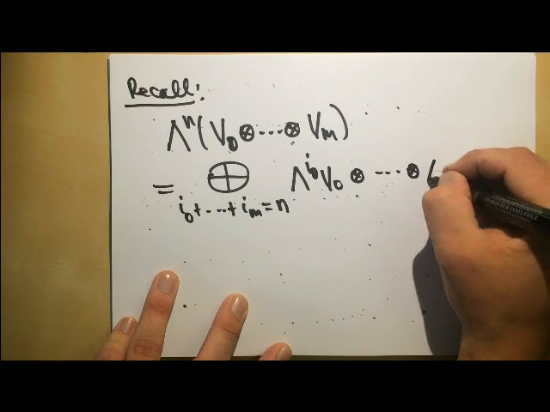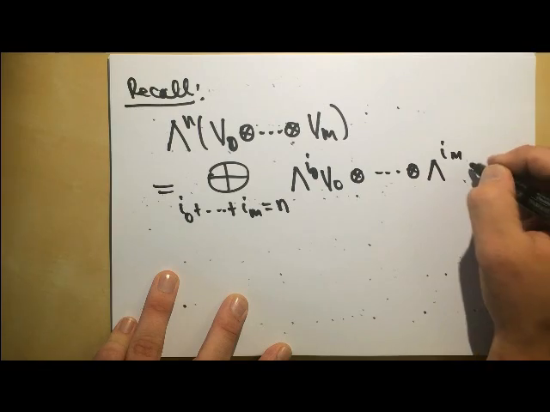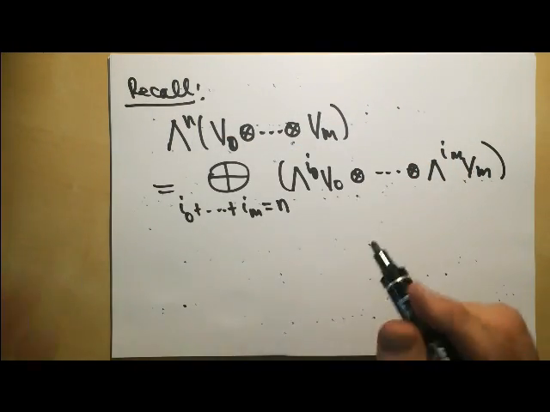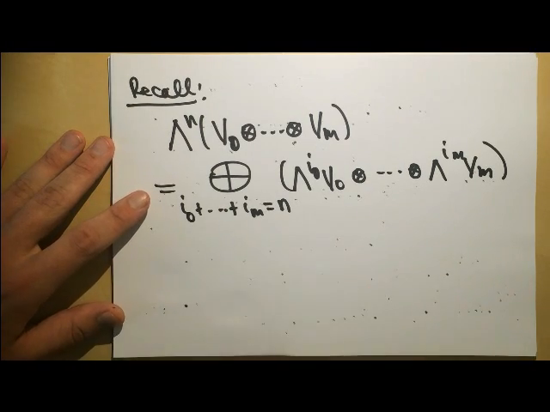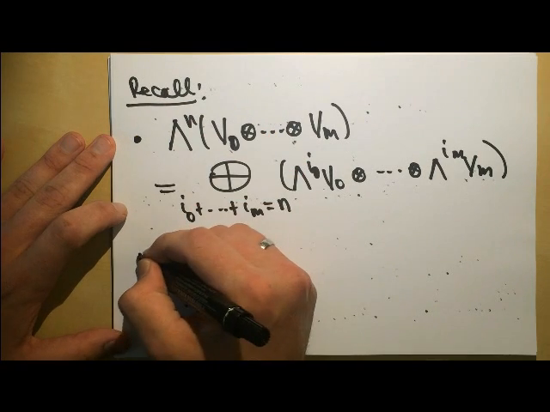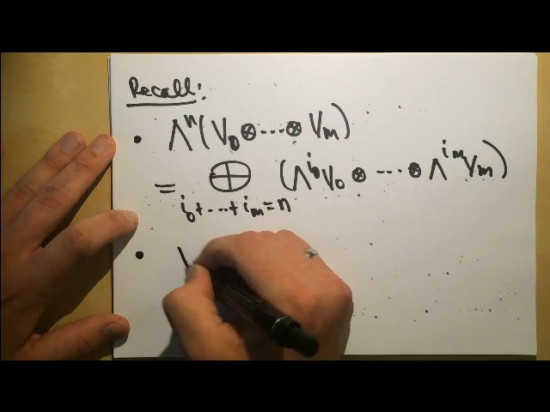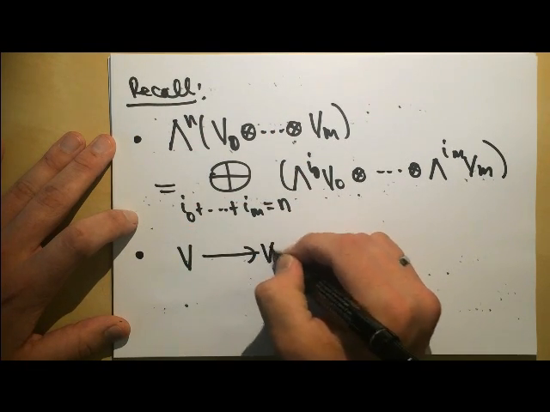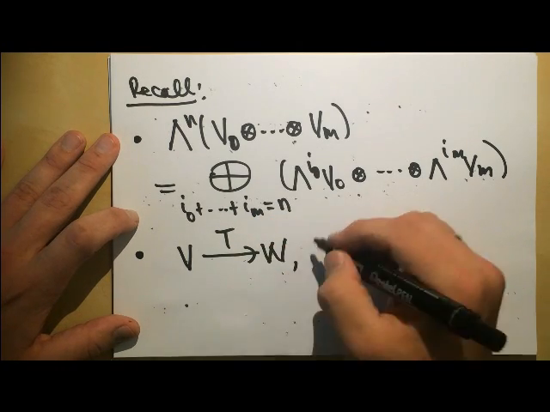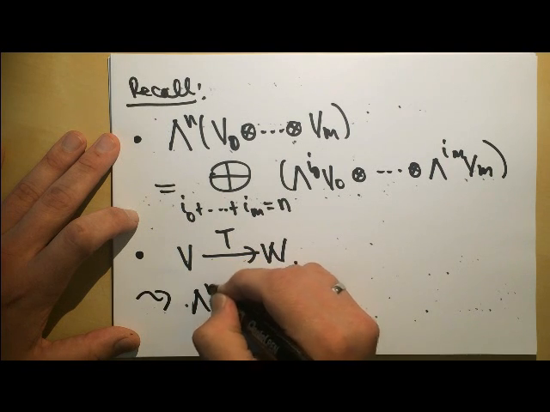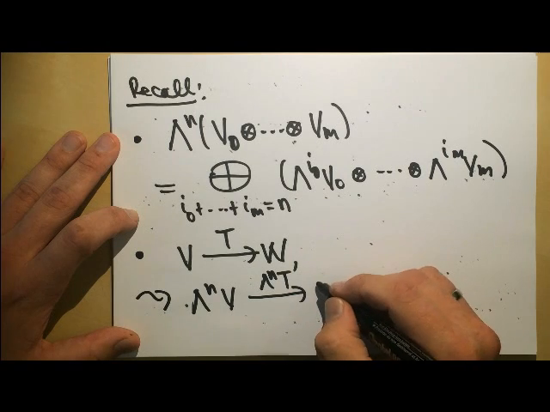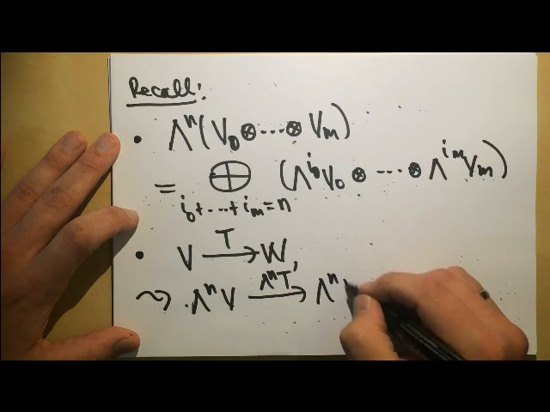Wedge of I_M V_M. Okay, so we can do this, and we also have another fact. Given a morphism T here between two free R-modules, this induces a map from the nth wedge power of V into the nth wedge power of W, the nth wedge power of T.